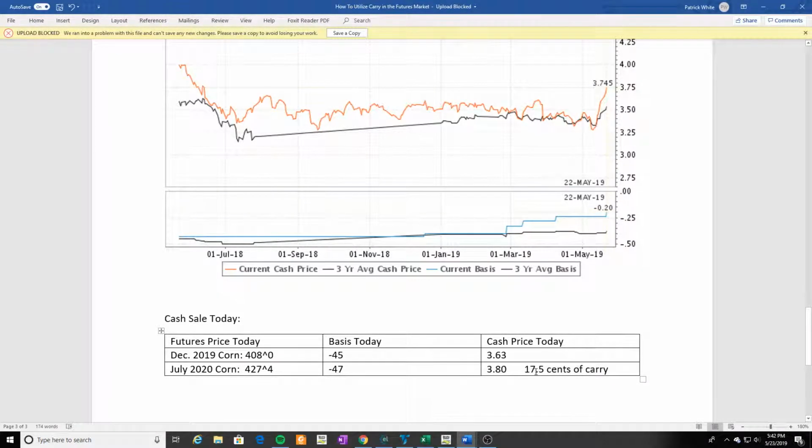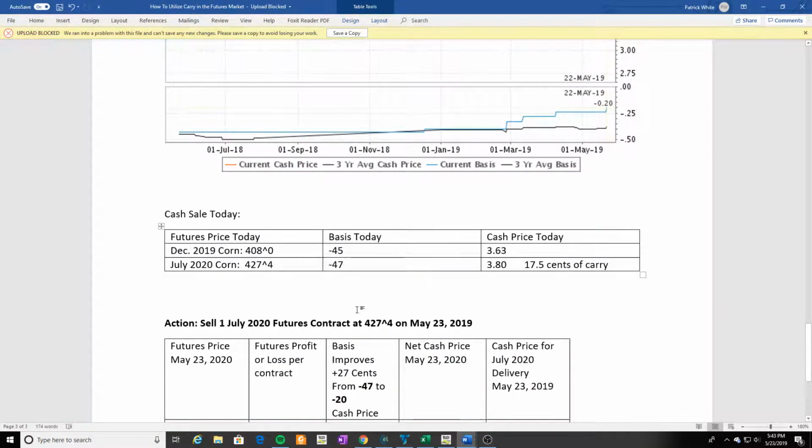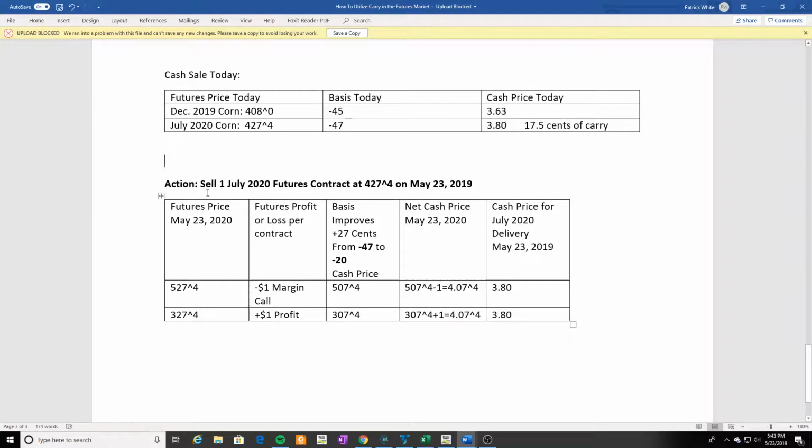So there's about 17.5 cents of carry there, 17 cents. And that would just be your incentive if you didn't utilize the futures market. Your incentive would be 17 cents to hold that grain in your bin and lock in this 47-cent basis. So I'm going to show how you can potentially win the basis game here. By selling one July 2020 futures contract, you could do it today at the close at 427.5. This is on May 23rd, 2019.